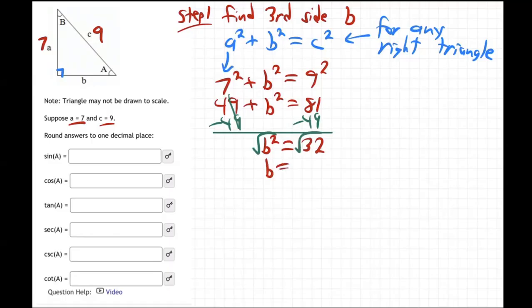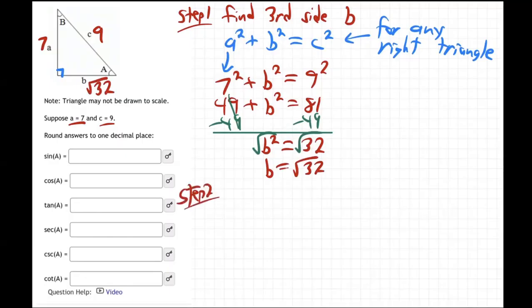So little b is the square root of 32. I'm just going to leave it square root of 32 for now. I'll get decimals later. I know they want decimals. We'll get there. So b is the square root of 32. It's just easier than writing a bunch of decimals. I'll hit the buttons on the calculator in a minute. Okay, so now we've got all three sides. That's step 1.